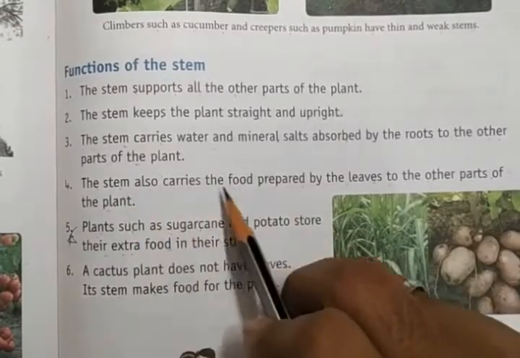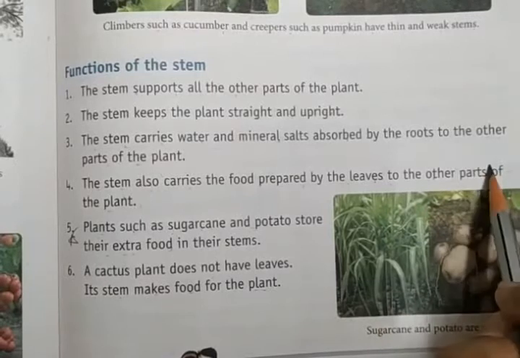Okay, the stem carries the food prepared by the leaves to the other parts of the plant.